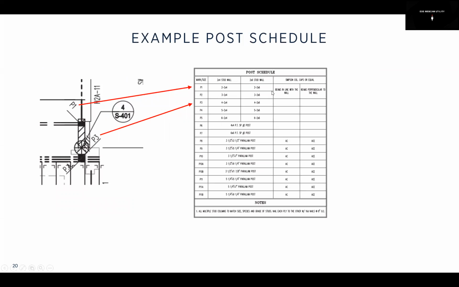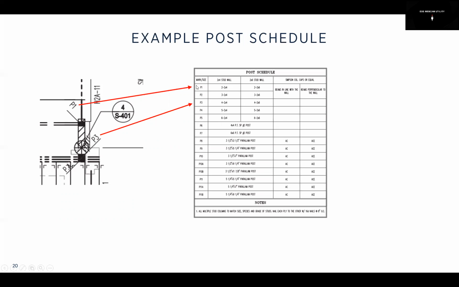So here's an example of a post schedule. So you see we have this detail here. We have P1, P3. So we would go to S401, I believe, and find our post schedule. Actually, that is not the case. I'm not sure what this S401 is for, but that's for this detail here. But at the beginning of our structural section, we would find our post schedule. And we could say, well, what the heck is a P1? Well, P1 is 2 2x4s or 2 2x6s, just depending on the size of the wall. You look down here, it says to nail each ply to the other with 16 penny nails at 8 inches on center.